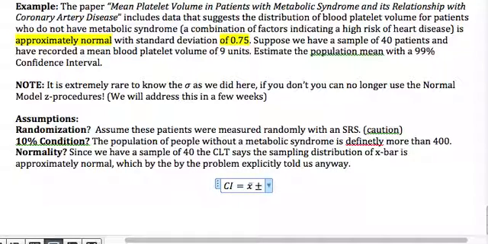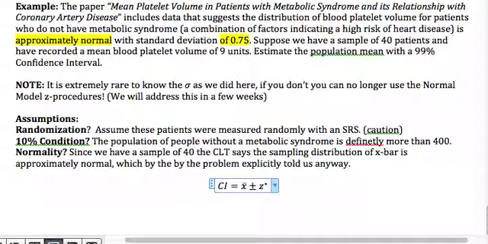Plus or minus what? This is just like the other one. What comes next? Z star. So we're still using normal stuff, right? We don't have a T star yet. Z star, and then what's the standard error for means? Sigma.